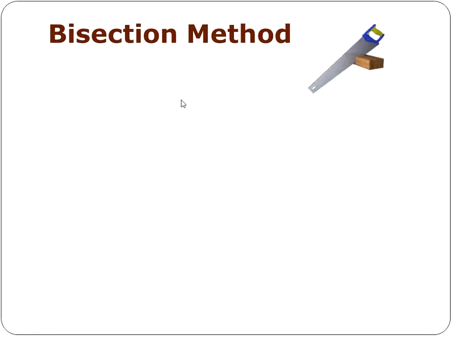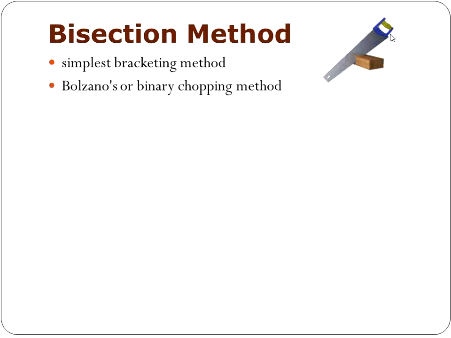Now we will discuss the bisection method, which comes under the bracketing method. You can see in this small animation, bisection means bisects. All of you know bisect means to divide something into two equal parts. That is also called binary chopping, and it's the simplest bracketing method. Another one, regula falsi, also comes under the bracketing method, but bisection is a simple one. It is also called binary chopping or Bolzano's method.